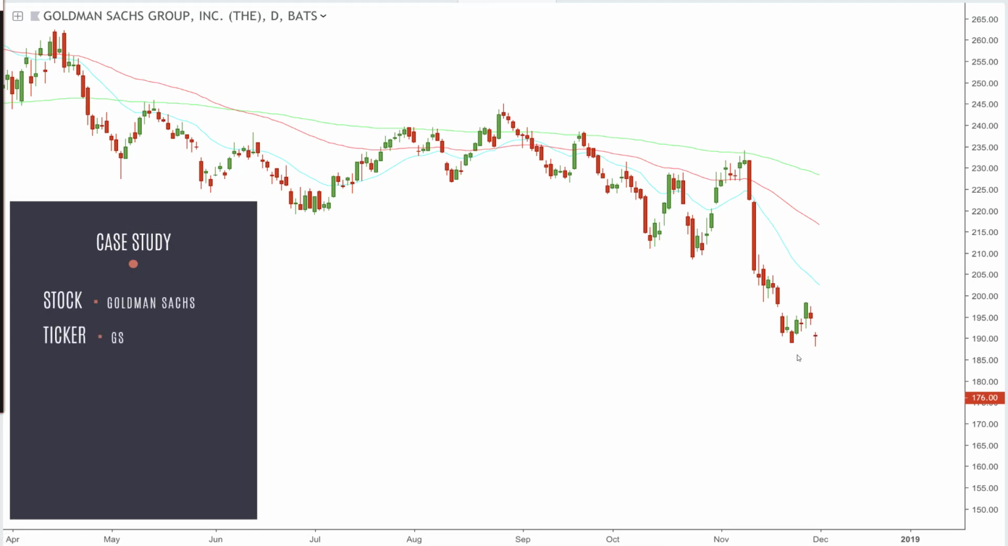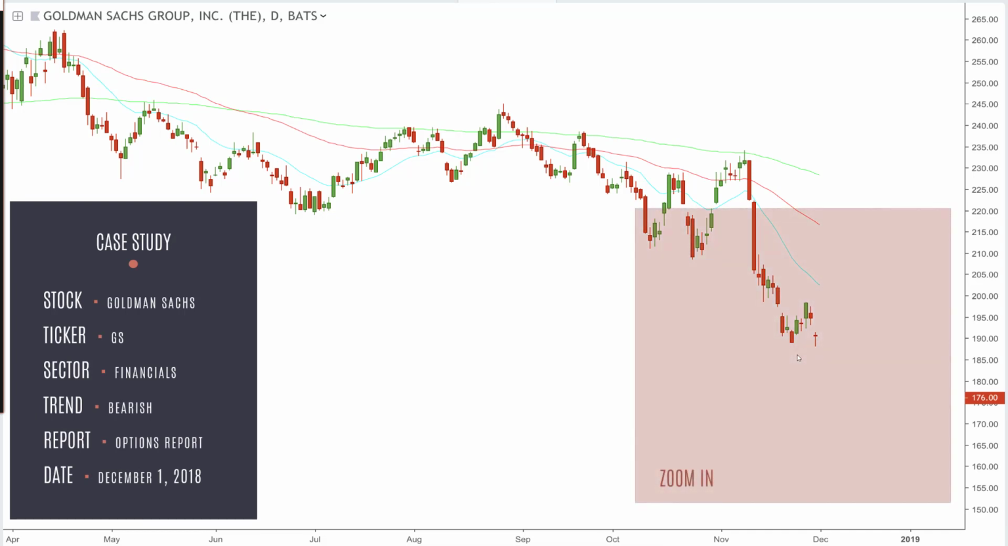It's Goldman Sachs, ticker GS. The sector is the financial sector. The trend is bearish, and we found it on the options report dated December 1st, 2018. Now let's zoom in to that specific area on the chart.